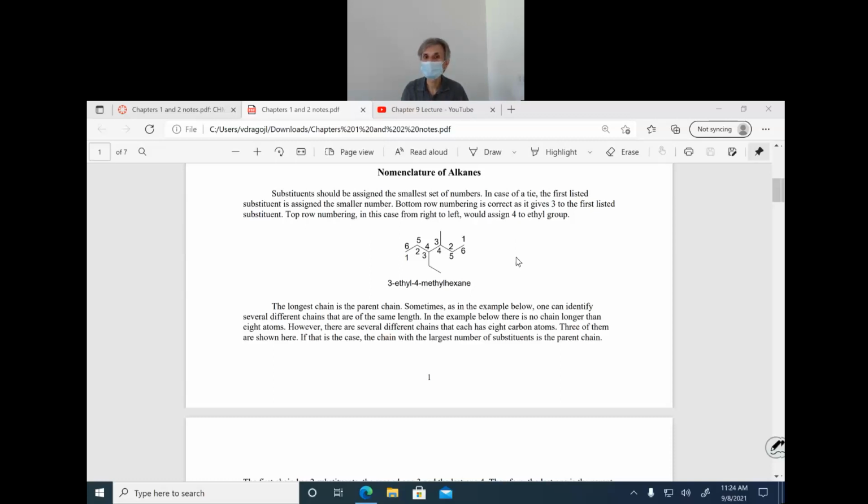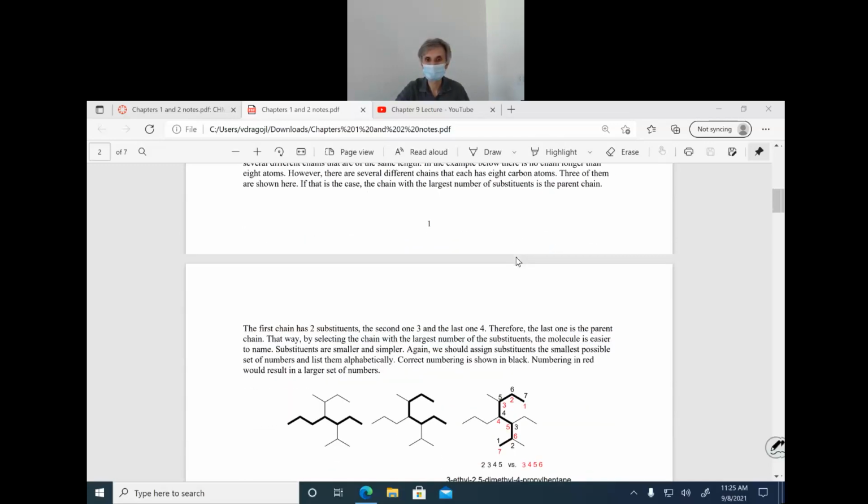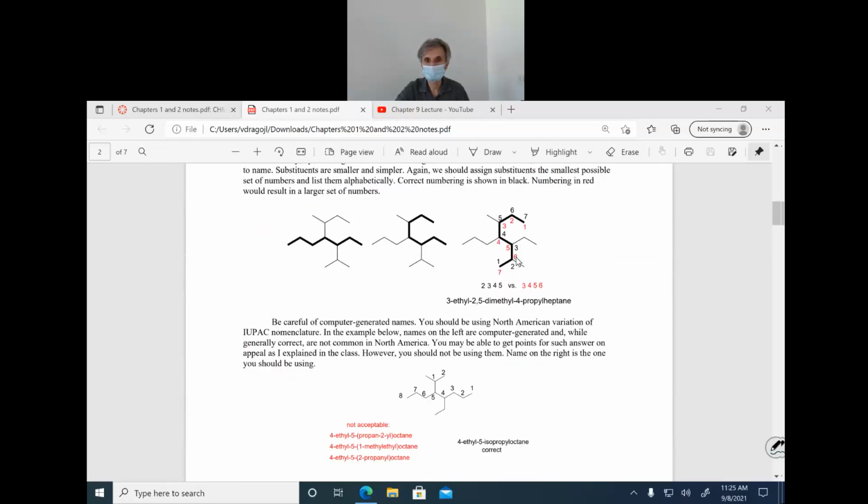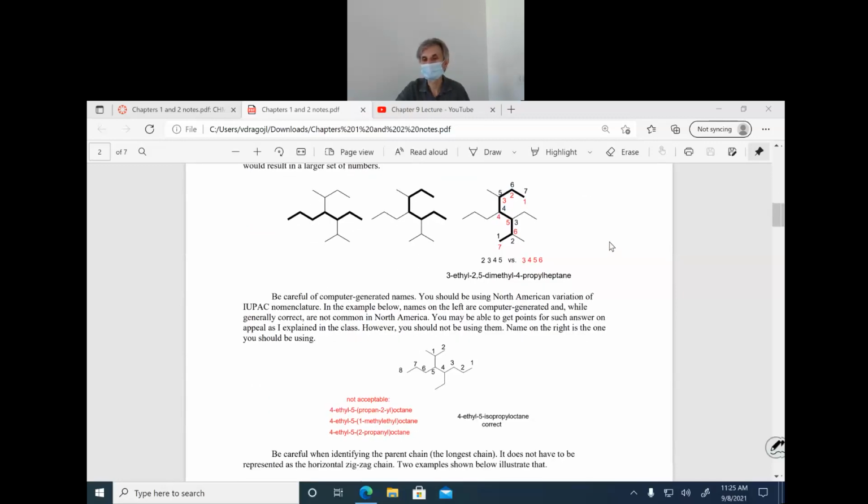When it's a tie, then ethyl gets the smaller number. So the first listed gets the smaller number. So it's 3-ethyl-4-methylhexane. That would be a simple question. More complex would be something like this.